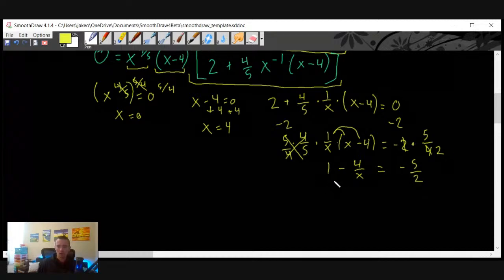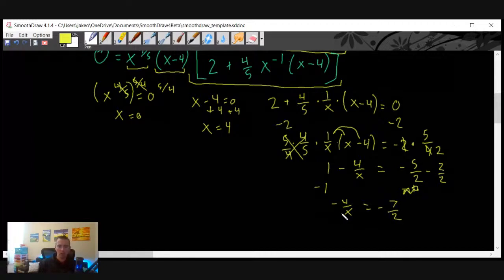And then we really just have this one x term here. So we want to kind of move the other stuff over. So -4 over x equals -5/2 minus 1, which is the same as -5/2 minus 2/2. So that's going to be minus 7/2.